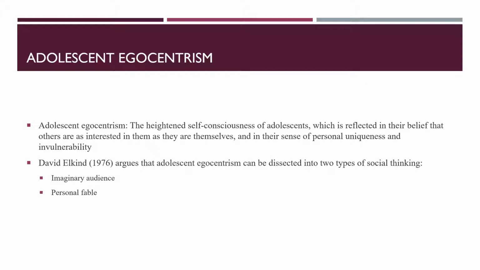We now know also that in a longitudinal study of adolescents between the ages of 11 to 21, adolescent egocentrism is still very prominent in 18 to 21-year-olds. So this isn't something that just kind of goes away magically at the end of adolescence. It seems like it actually continues into emerging adulthood.